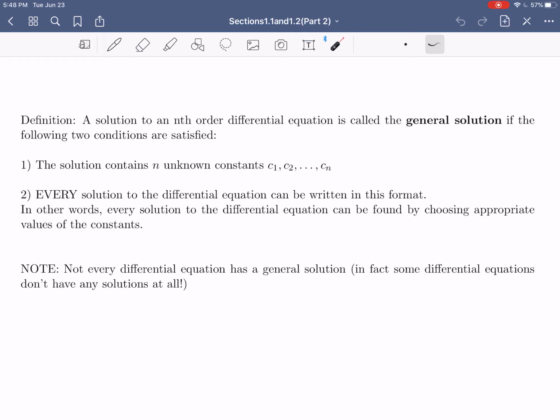So this is the first other definition that we wanted to extend. We knew already from the previous video what it meant to be just a solution to a differential equation.